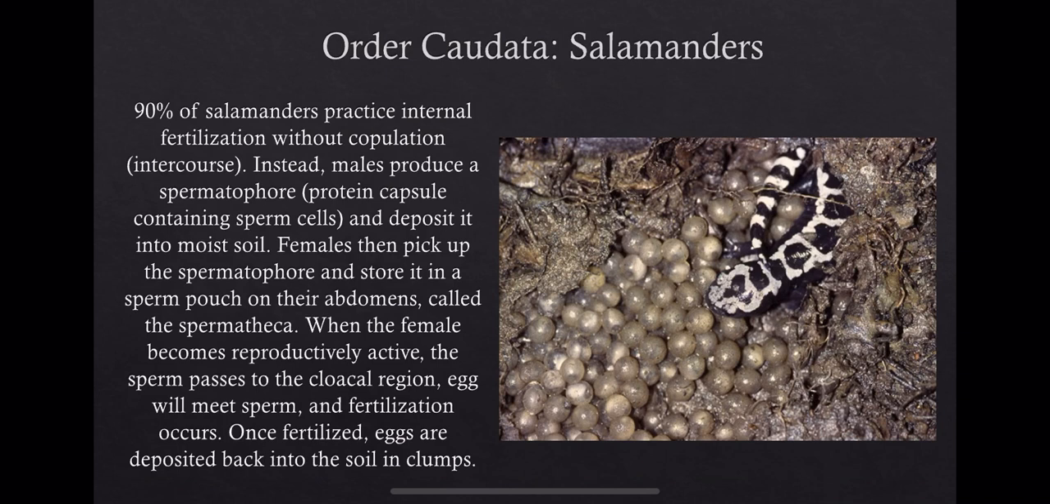And when the female is ready for reproduction, that sperm will pass from the spermatheca to the cloacal region, the cloaca being the singular hole where everything leaves the body. And egg meets sperm, fertilization happens, and the fertilized eggs get laid back in the soil again.